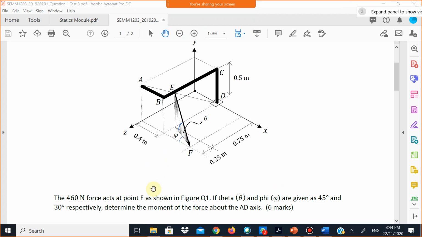Okay, the 460 Newton force act at point E as shown in figure question 1. If theta and phi are given as 45 and 30 degree respectively. Okay, mana ni? Phi dekat sini, theta dekat sini. Determine the moment of the force about the AD axis.